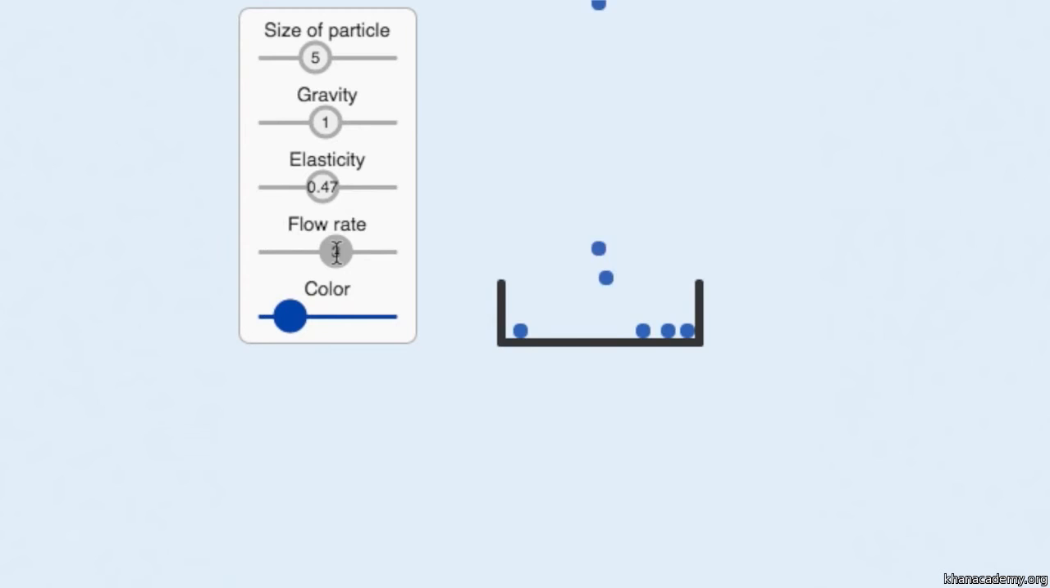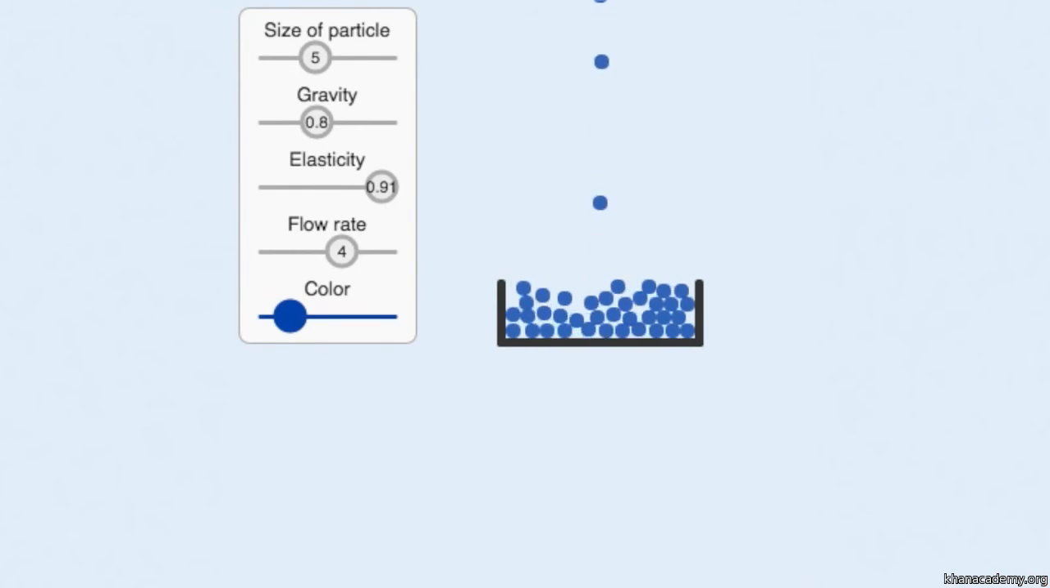Elasticity is also used to control the energy loss when particles hit each other. If we set elasticity to 0, then the particles will lose all energy when they collide, like this, similar to a pile of marbles. And as we increase the elasticity, we get something that looks more like rubber balls. And of course, you can also change the size of the particles.